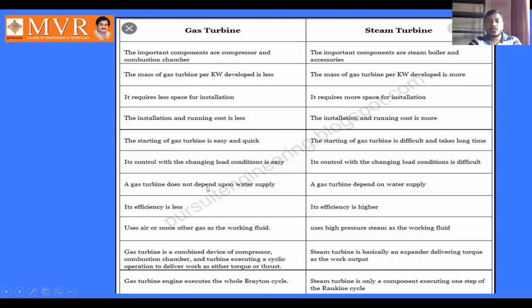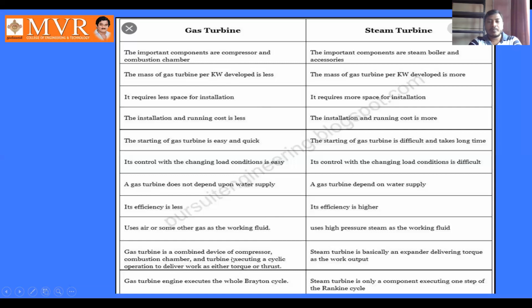A gas turbine does not depend upon water supply. The steam turbine depends on water supply, which we have seen in the different boilers when we studied them. The gas turbine efficiency is less compared with the steam turbine, whose efficiency is higher. In the gas turbine, we are using air or some other gas as the working fluid. The steam turbine uses high pressure steam as the working fluid.